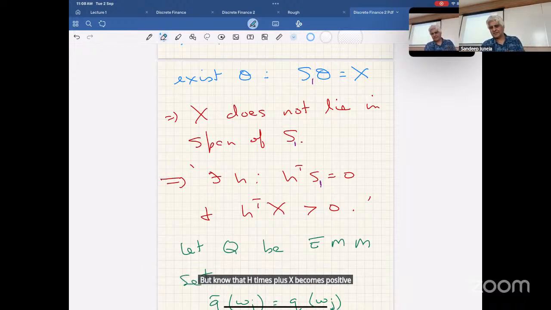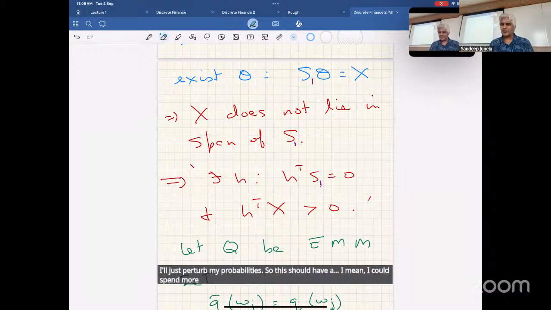So I'll use this H to construct a new probability measure, which is also an equivalent martingale measure. I'll just perturb my probabilities. I could spend more time and give you a cleaner geometric picture, but let's just live with what we have.